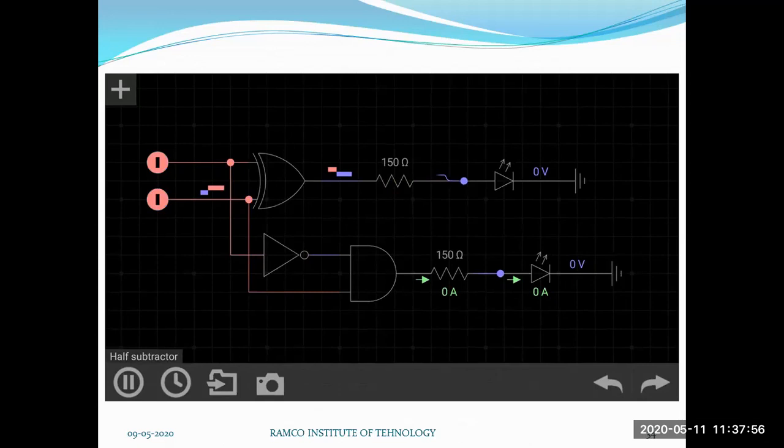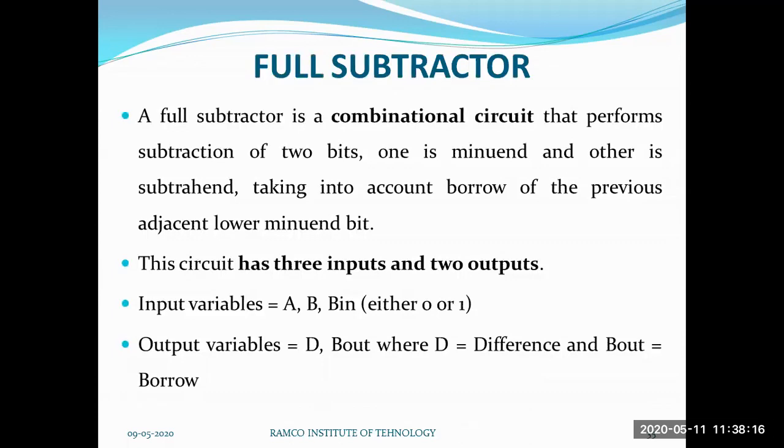So again, the drawback, similar to the half adder circuit, is that it cannot take in the borrow of the previous operation. So you can do only subtraction of two single bit numbers. So in order to have the subtraction of three single bit numbers, you can construct a full subtractor, which is a combinational circuit that performs the subtraction of two bits, one is minuend and another is subtrahend, taking into account the borrow of the previous adjacent lower minuend bit.